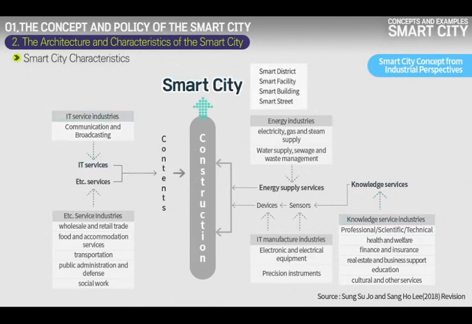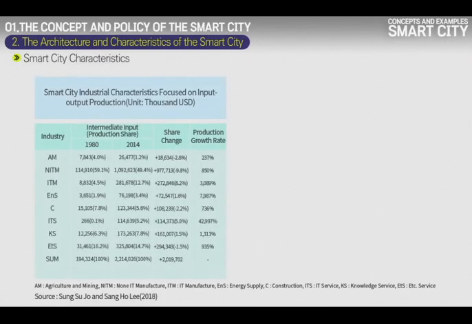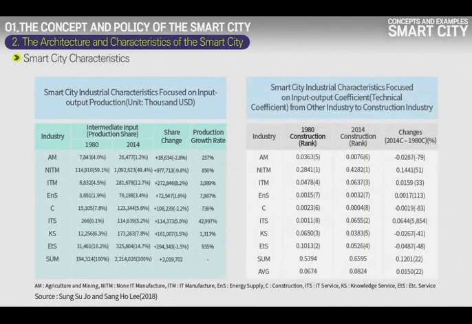IT manufacture, knowledge service, and IT service industries converge with the construction industry to become smart cities, smart districts, smart facilities, smart buildings, and smart streets. This provides information to people who need services anytime, anywhere. This feature can be found through production and input-output coefficient in the input-output table.